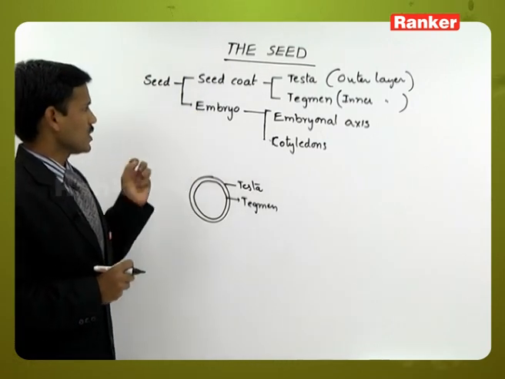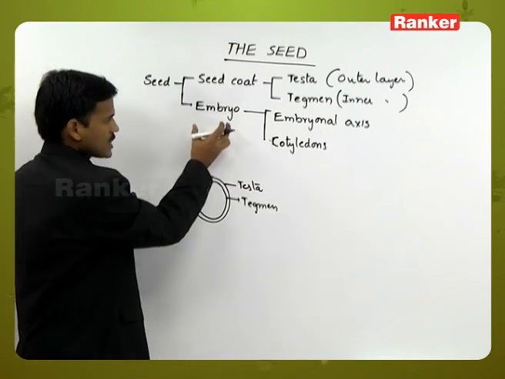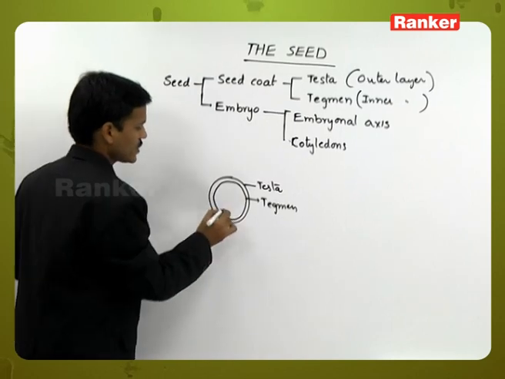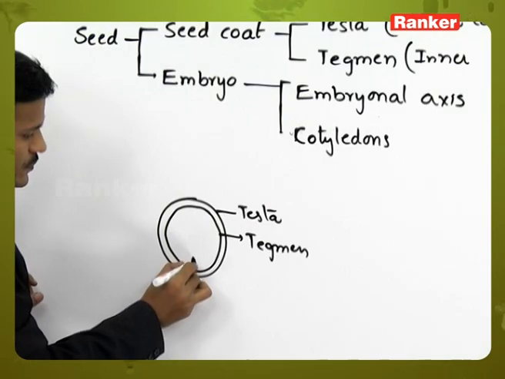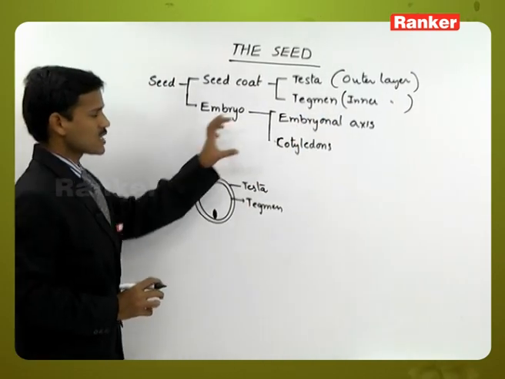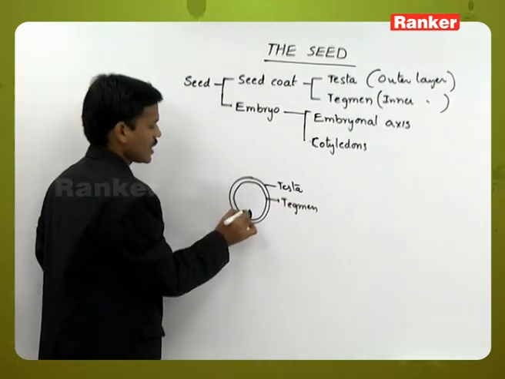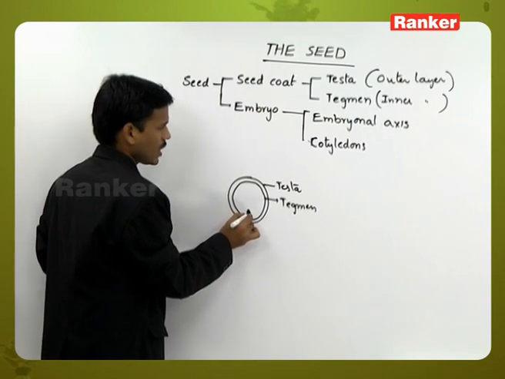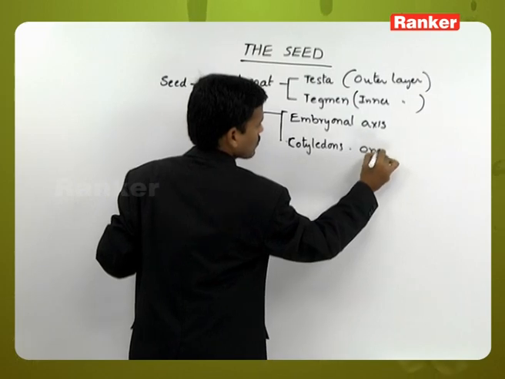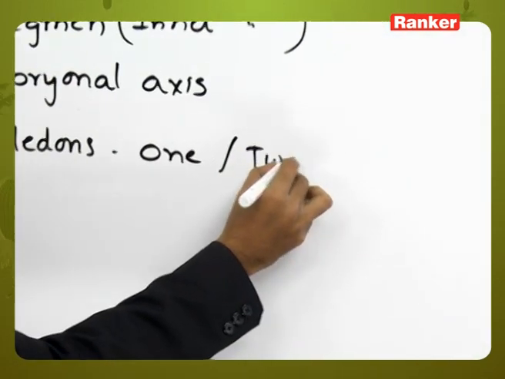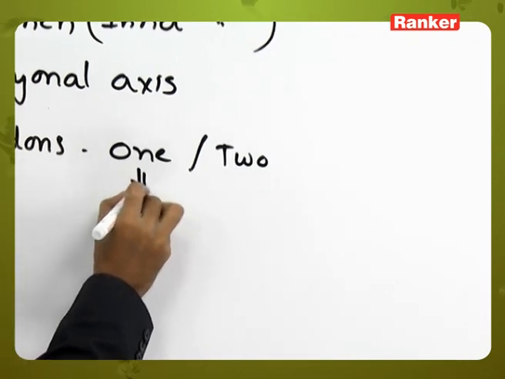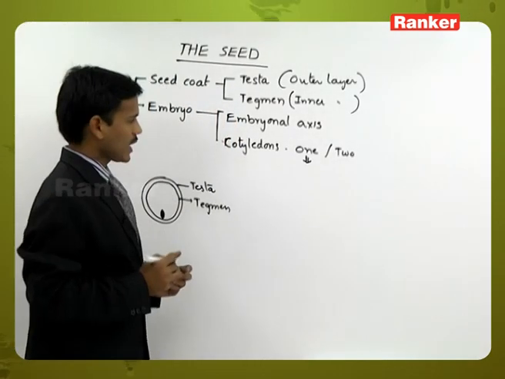The embryo has two parts, mainly the embryonal axis and cotyledons. Here the embryo has one or two cotyledons. One cotyledon is present in monocot plants.